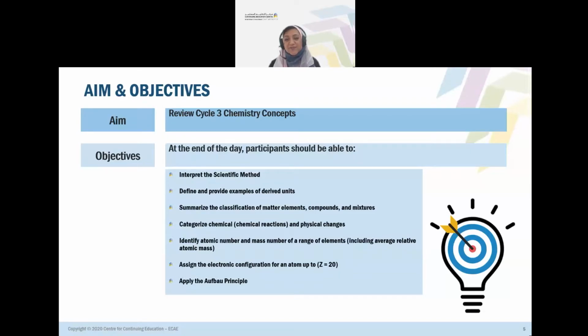If there's any questions about the objectives, please feel free to write a message in the chat box.